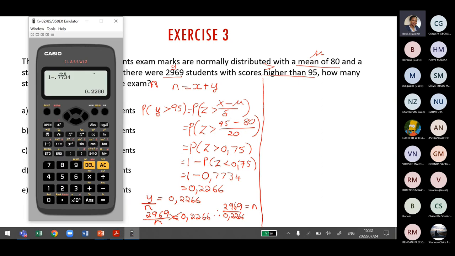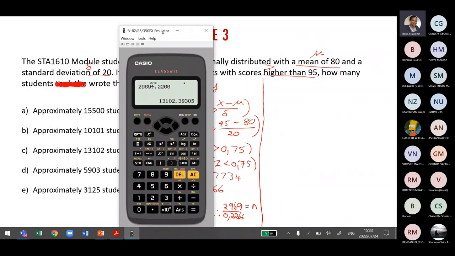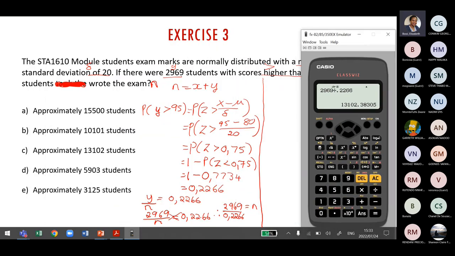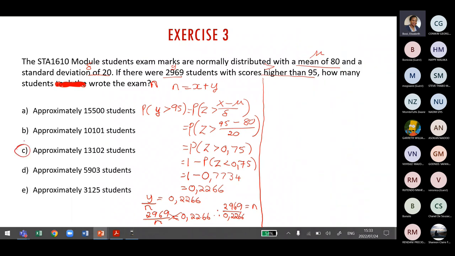Calculate what is your n. So your n will be 2969 divided by 0.2266, which is equal to 13102, approximately. So that will be the answer.